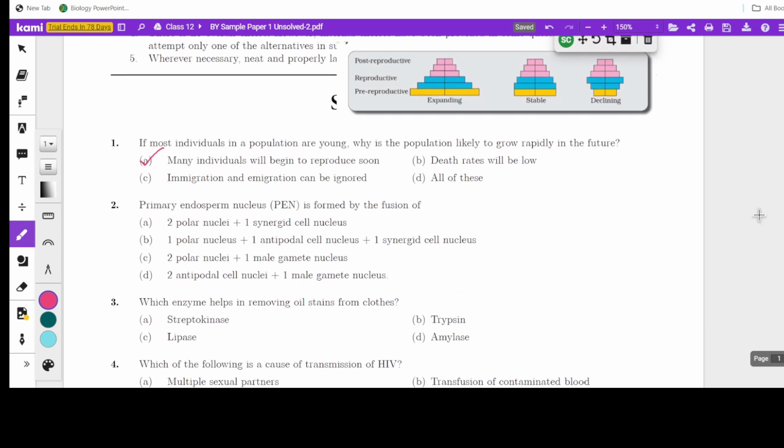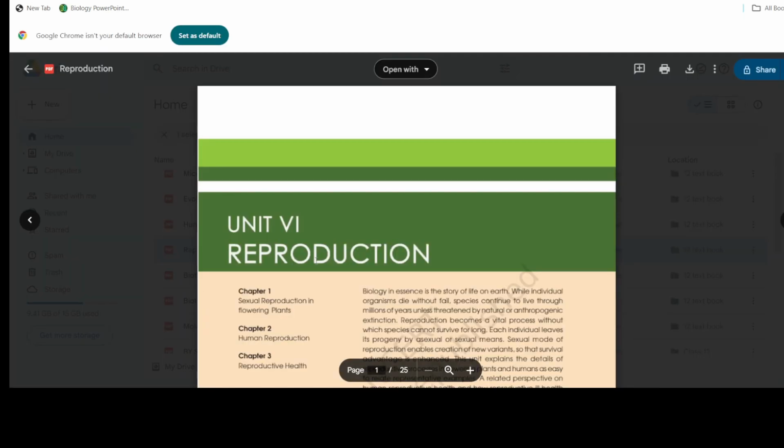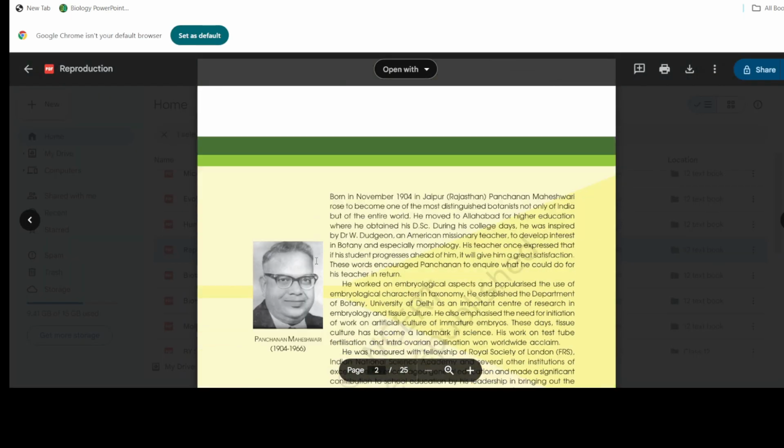Now next one. Primary endosperm nucleus, PEN. Keep that abbreviation in your mind. PEN stands for primary endosperm nucleus. And the cells formed from that is PEC, primary endosperm cells. You remember which chapter it is from? Yes, it is from sexual reproduction in flowering plants. Let us get into the chapter. Yes, sexual reproduction in flowering plants.